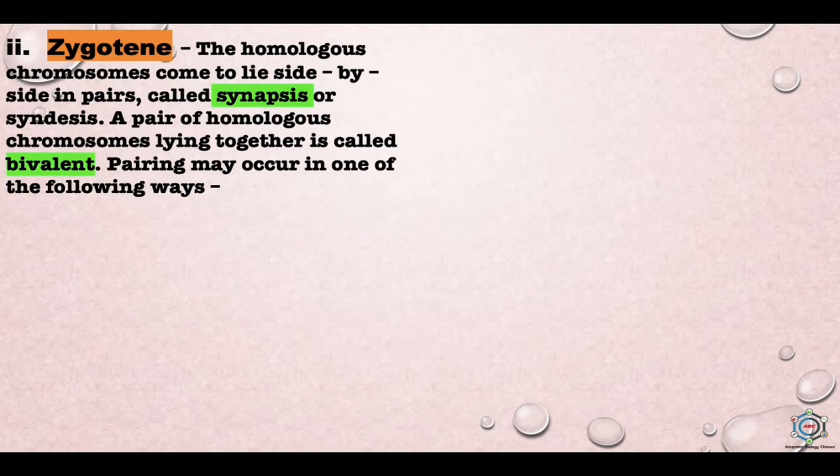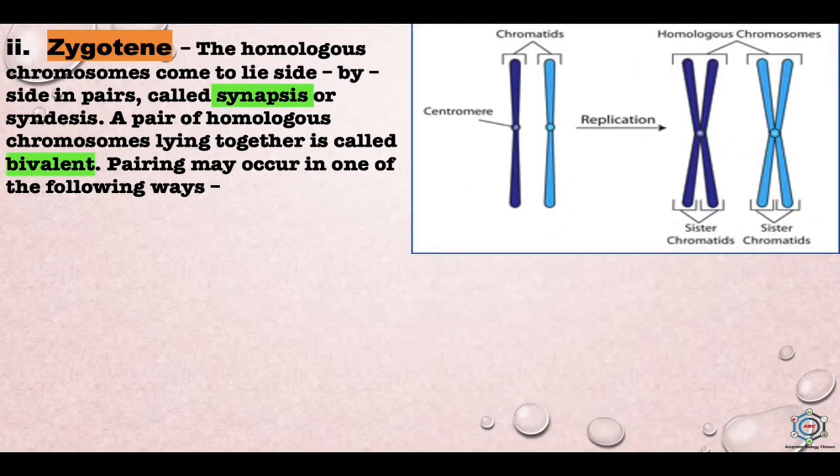Now the second, that is zygotene. The homologous chromosomes come to lie side by side in pairs, called synapsis or syndesis. A pair of homologous chromosomes lying together is called a bivalent. Pairing may occur in one of the following ways. Here in the picture you can see the chromatids, which are known as bivalents, and after replication it forms sister chromatids or homologous chromosomes.